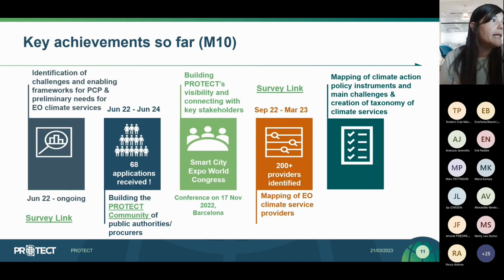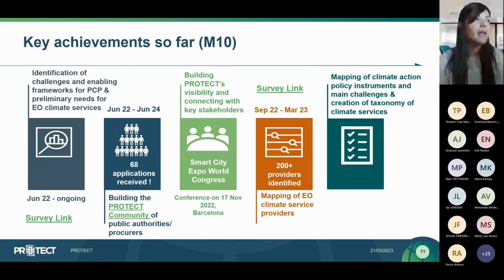Key achievements so far, very quickly, because I see that time is flying. We've already started identifying challenges when it comes to innovation procurement and looking at different frameworks for pre-commercial procurement in different member states. This is information that we have gathered in country profiles. So if you are interested in learning more about the policy framework for conducting pre-commercial procurement in your country, this information will be available to you very soon on the Protect community platform that is going to be presented in a second. Some of you may have answered a survey that you received from us, which has helped us identify those challenges, and which we have been conducting since July. If you still want to answer this survey, you can do so by clicking on the link over here.